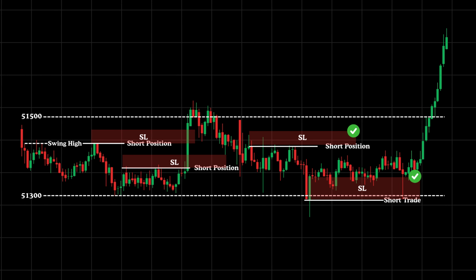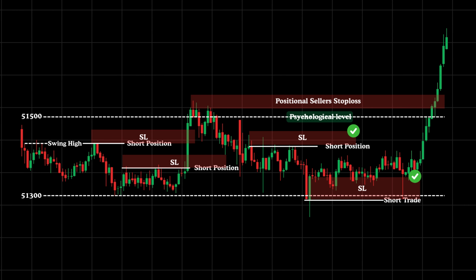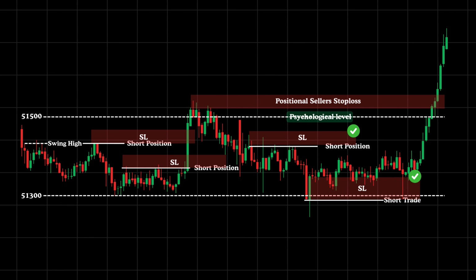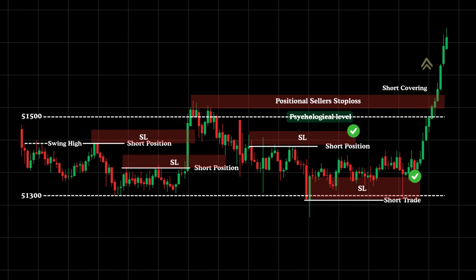Because the market has breached a significant psychological barrier, the positional sellers who believed price wouldn't exceed this zone begin to panic and close their positions, resulting in a short covering rally that drives the price sharply upward.